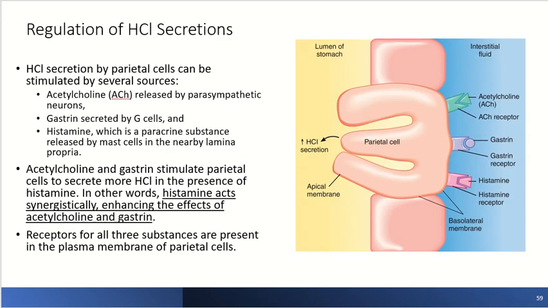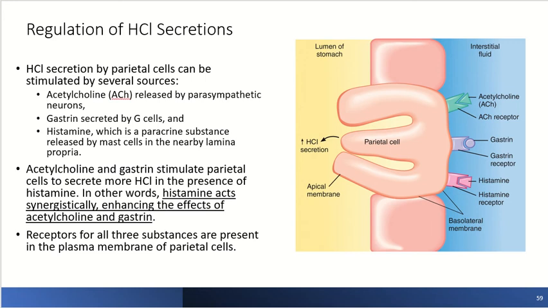The hydrochloric acid secretion by the parietal cells can also be stimulated by several different sources. We've got acetylcholine, which is going to be released by parasympathetic neurons. There's also gastrin, which can be secreted by G cells, and then finally there's histamine. This is different than the kind that makes you sneeze, but this is going to be a paracrine substance that's going to be released by mast cells in the nearby lamina propria.